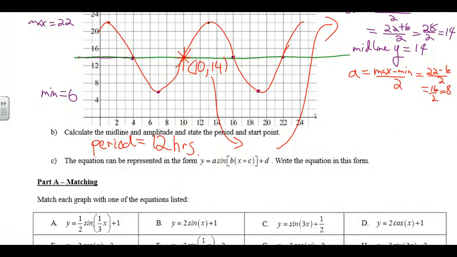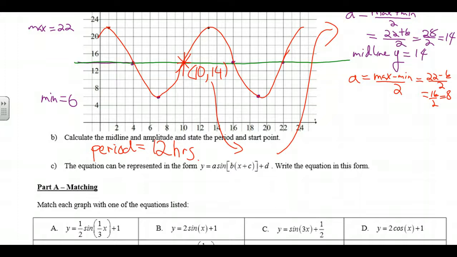The equation could be represented in the form y equals a sine b bracket x plus c, which is a slightly different form of the equation. Write the equation in this form. I'm going to do that. We're going to change this. Just make this bx plus c.